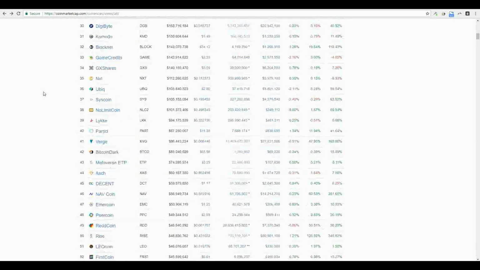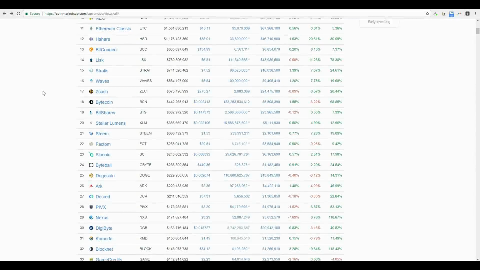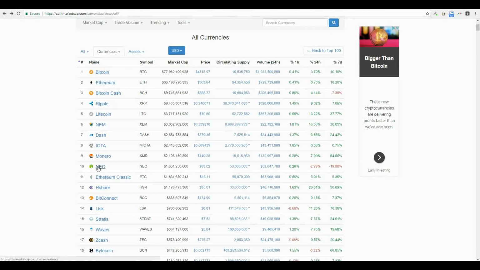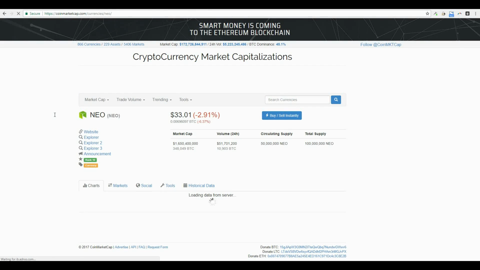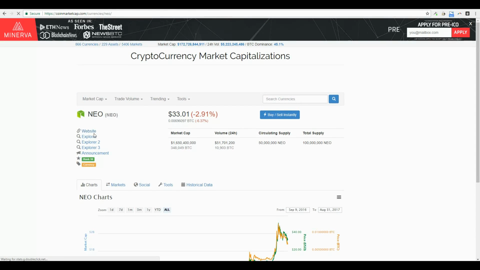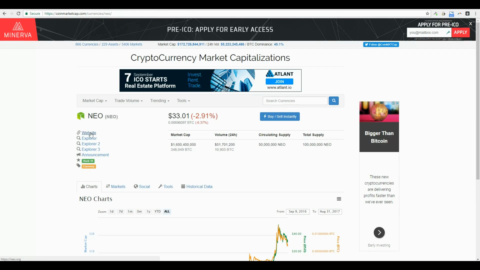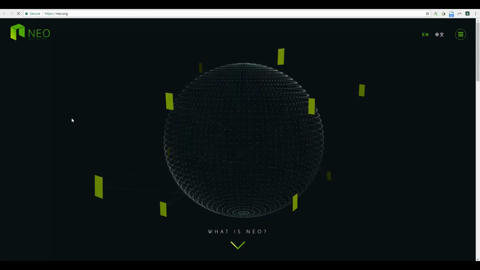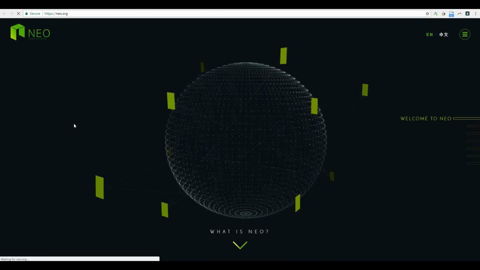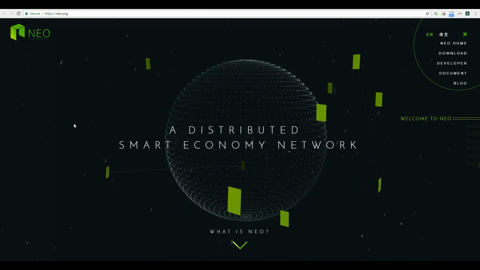So for example, let's do that right now and check in on one of the cryptocurrencies found here. In this case, let's go to NEO. NEO is actually a blockchain-based system very similar to Ethereum. And the vision for NEO is to actually build a smart economy network.